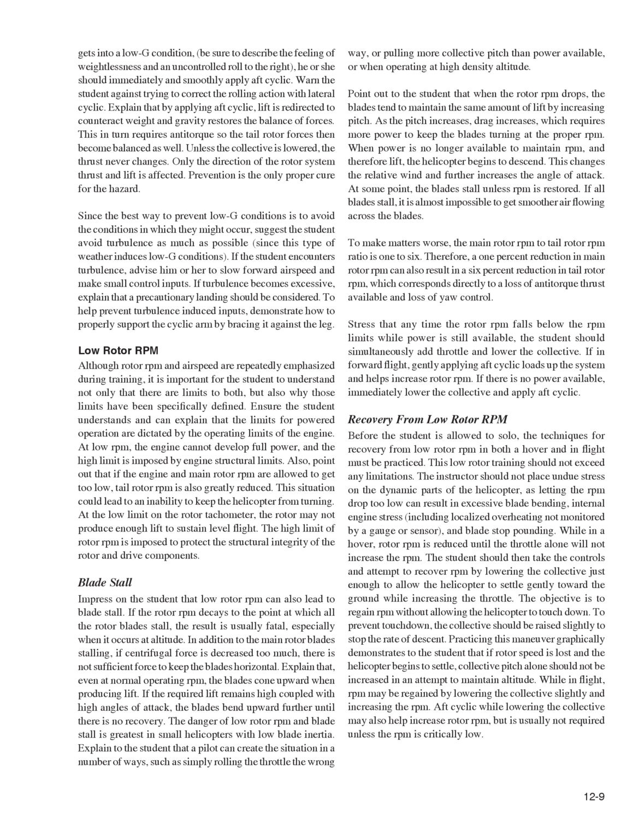To make matters worse, the main rotor RPM to tail rotor RPM ratio is 1:6. Therefore, a 1% reduction in main rotor RPM can also result in a 6% reduction in tail rotor RPM, which corresponds directly to a loss of anti-torque thrust available and loss of yaw control. Stress that any time the rotor RPM falls below the RPM limits while power is still available, the student should simultaneously add throttle and lower the collective. If in forward flight, gently applying aft cyclic loads up the system and helps increase rotor RPM. If there is no power available, immediately lower the collective and apply aft cyclic.